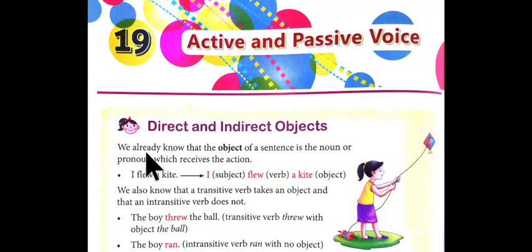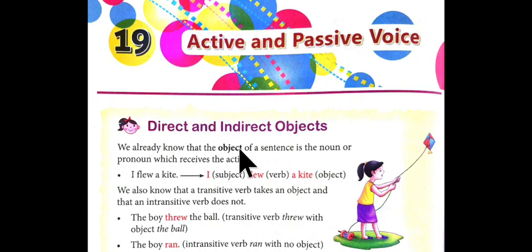Now, I think you all must know what an object is. Object is the part of the sentence that is receiving action from the subject. Or in other words, object is the part of the sentence that receives action from the subject. Okay, and what is subject? I think it is clear to you. Subject is the part of the sentence that we are talking about.